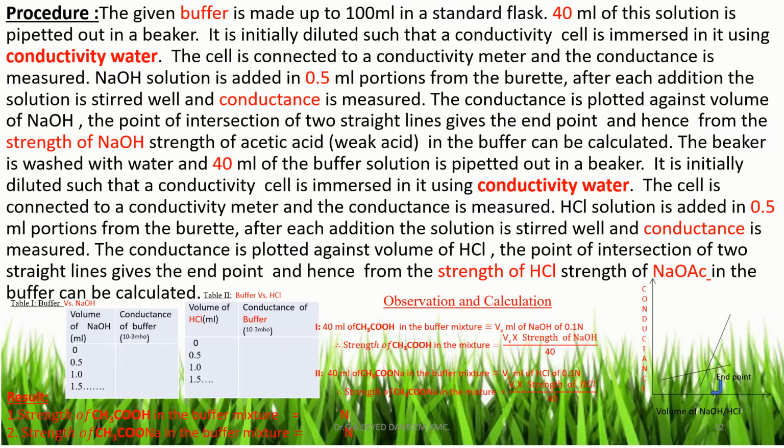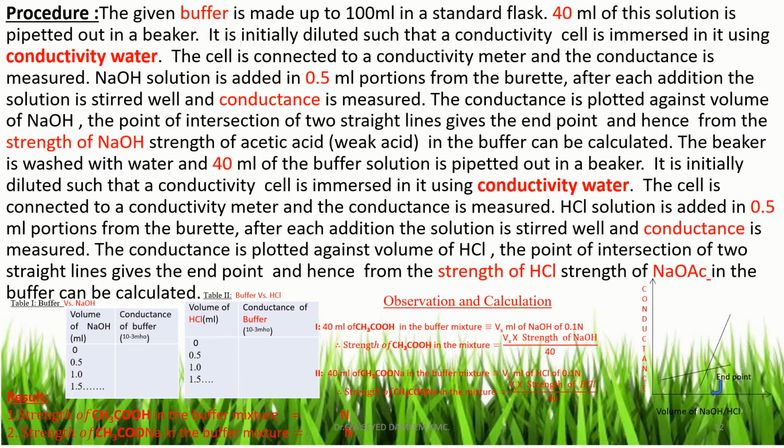From the burette, a 0.5 ml portion of HCl is added to the 40 ml of the mixture and stirred well, and the conductance is measured. The conductance readings are taken up to an HCl volume of 16 ml. Now, plotting the conductance of the buffer versus the volume of HCl, you get two straight lines, and the point of intersection corresponds to the volume of HCl required to neutralize the sodium acetate in 40 ml of the buffer.